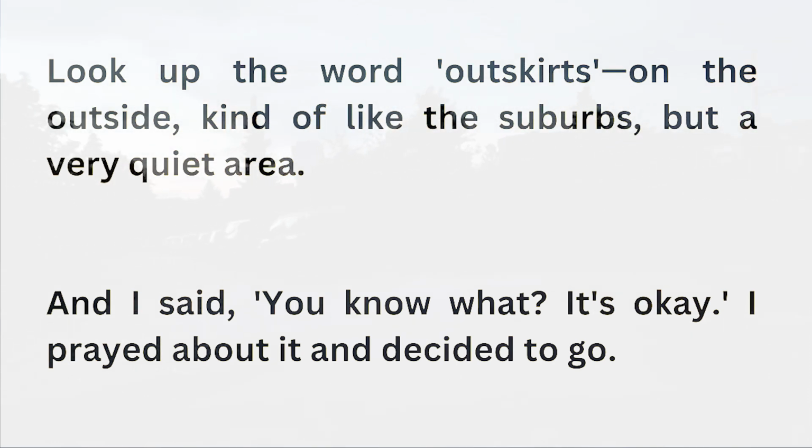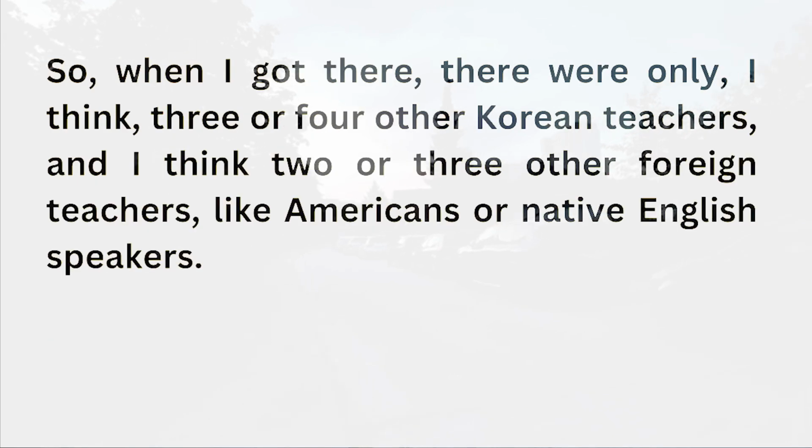Look up the word outskirts. On the outside, kind of like the suburbs, but a very quiet area. And I said, you know what? It's okay. I prayed about it and decided to go. So, when I got there, there were only, I think, 3 or 4 other Korean teachers, and I think 2 or 3 other foreign teachers, like Americans or native English speakers.